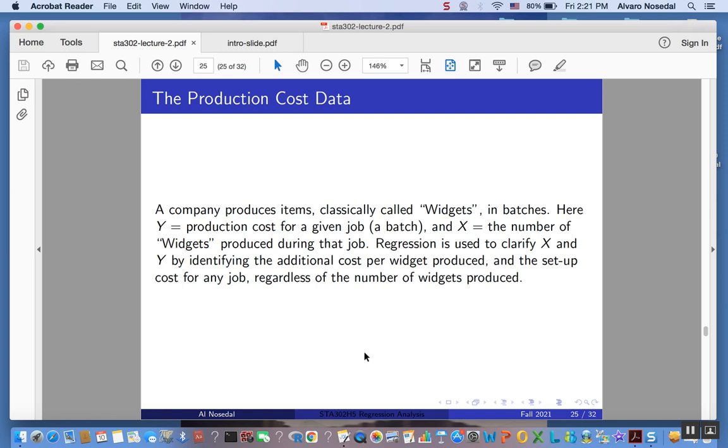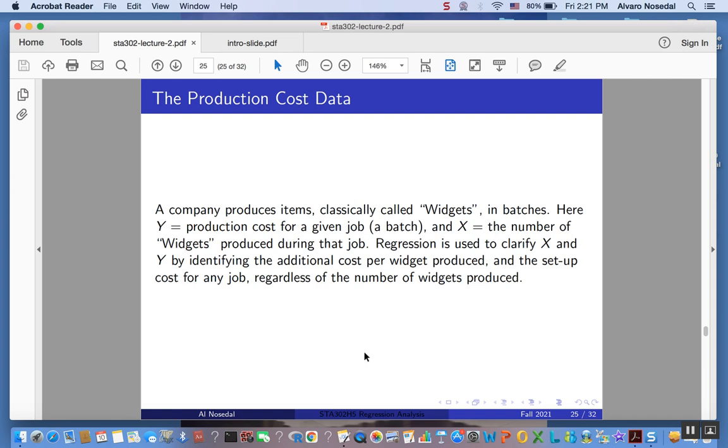Okay. So in this particular example that I prepared for you, we're going to be talking about a company that produces some generic items. Some people refer to those as widgets. And the production takes place in batches, right? So in this case, Y represents the production cost for a given job, a batch, and X represents the number of items, widgets, produced during that particular job.